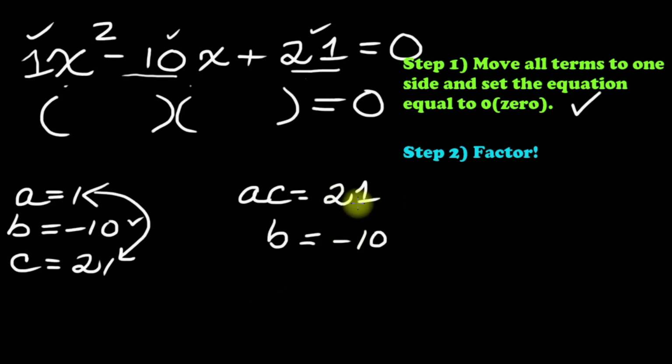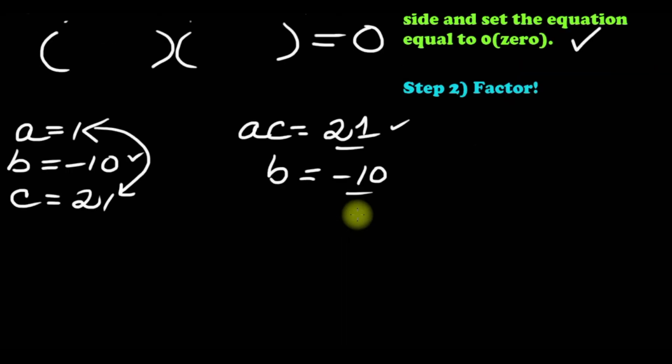Okay, so you have to come up with factors of 21. Two numbers multiply to get 21, but when you add those two numbers, it comes out to negative 10. All right, so think of factors of 21. How about we try 7 and 3? Right, so 7 times 3 is 21, yes, but when you take 7 plus 3, you get a positive 10 and not a negative 10.